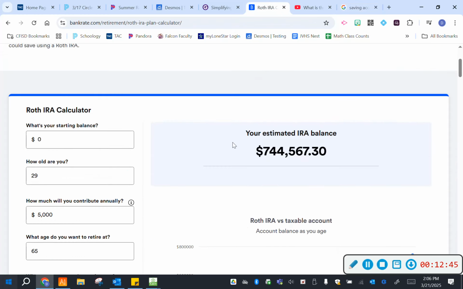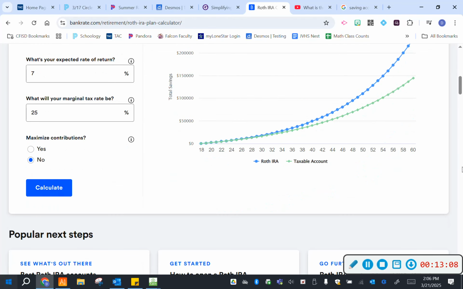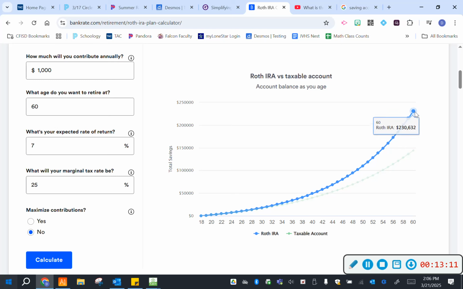So for a Roth IRA calculator, let's say you start at $0 and you are 18 years old and you want to start saving money for your retirement. Let's say you contribute $1,000 annually, and you want to retire at 60. How much money will you have when you're 60 years old? You'll have $230,000 saved for retirement.